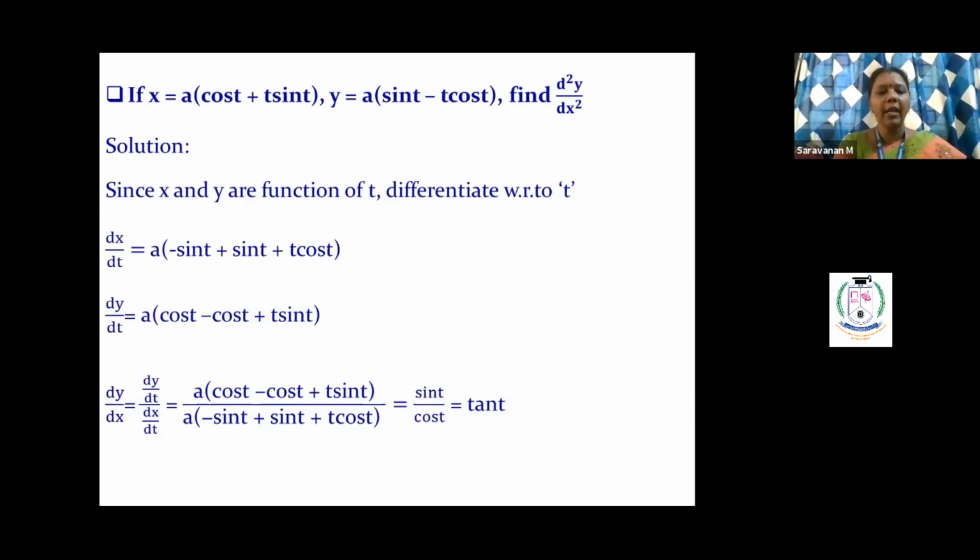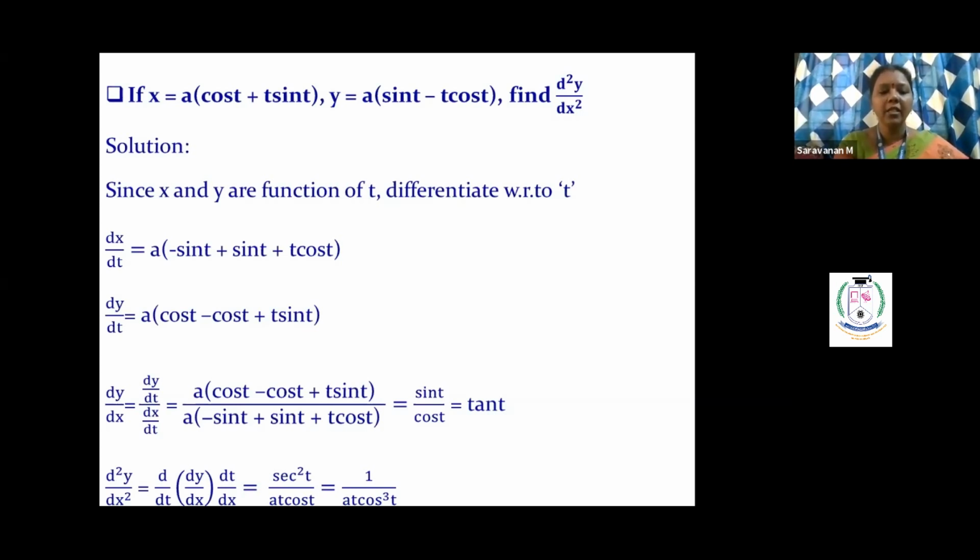So if you know dy by dx is equal to tan t, how can we find d squared y by dx squared? Again, this dy by dx is in terms of t. D squared y by dx squared means we are differentiating dy by dx again with respect to x. Is it possible to differentiate the variable t with respect to x? We can't proceed straight away. So we are going to write that d by dx as d by dt into dt by dx. So that's what I mentioned in the last row.